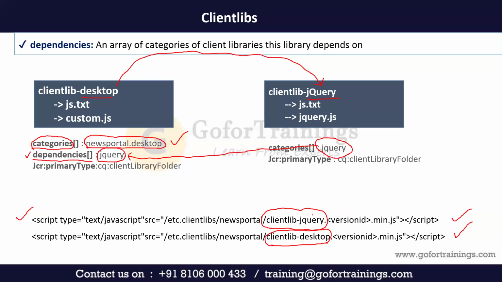We don't need to mention the jQuery category value in template level page policy. Without mentioning it also, it will load into the HTML markup because of this dependencies property. My desktop is depending on jQuery. I have defined that by using the dependencies property. Value is jQuery. Let's implement this one.